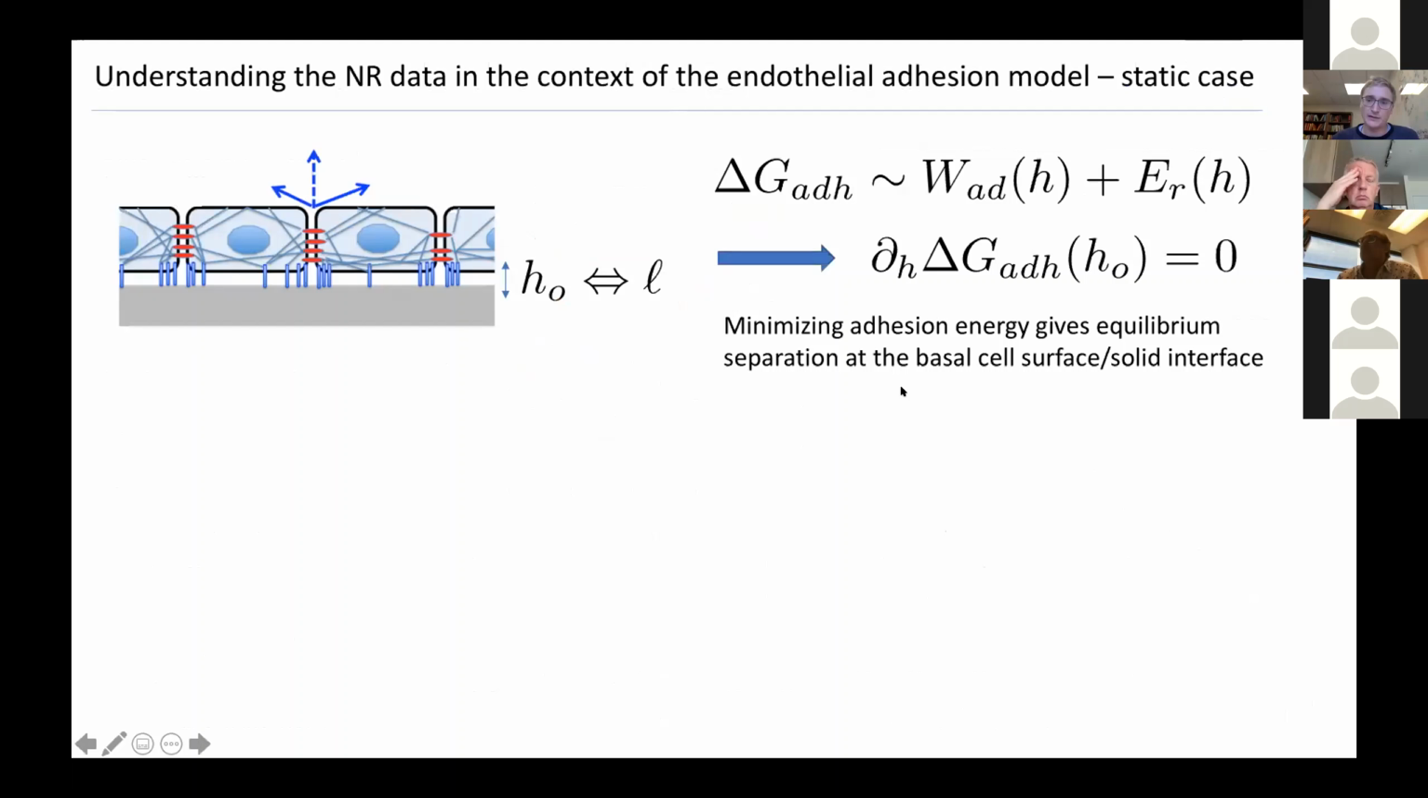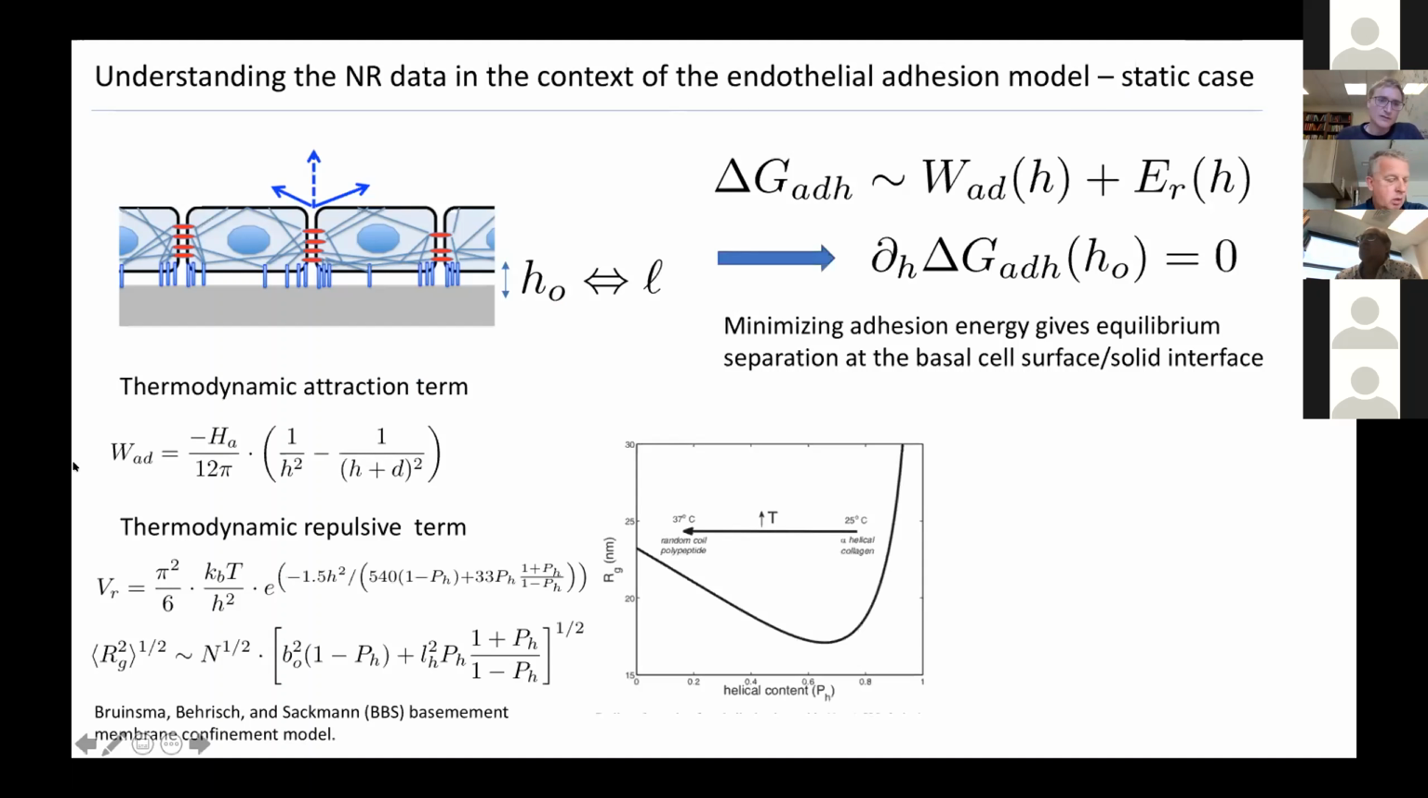So if we go back to the adhesion energy that I drew before, the adhesion energy that's driving this, we believe there's a proportionality between the distance between the cells and the substrate, and the adhesion energy is going to be some function of an attractive energy term and then a repulsive energy term. If you minimize that adhesion energy, you should be able to get an equilibrium separation distance between the cells and the substrate.